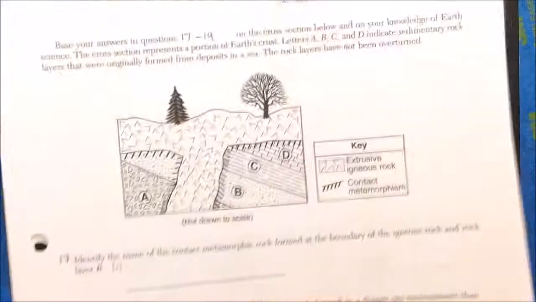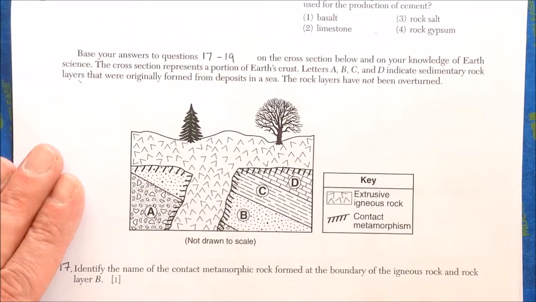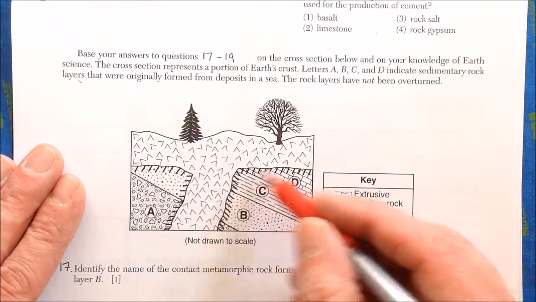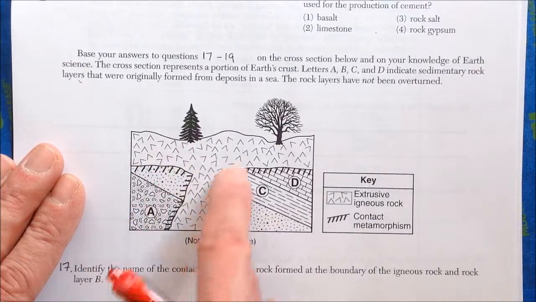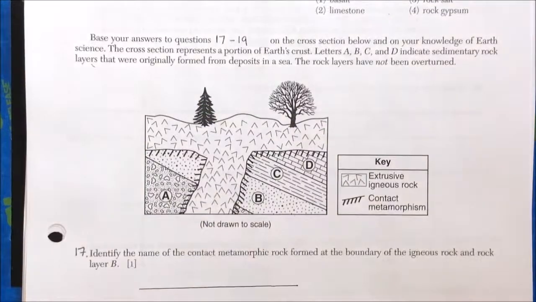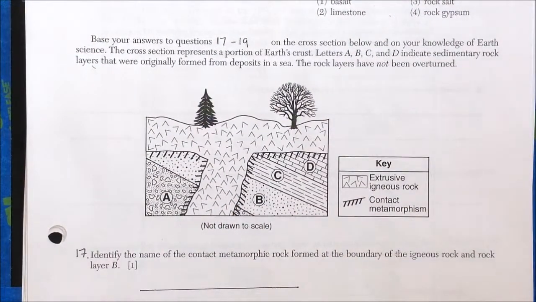All right, 17, this one here. What does this say? Not been overturned. What this shows, you always got to look at what this is. This is going to be extrusive igneous rock. This igneous rock went through these layers here. This represents contact metamorphism all along here and here. That is where the igneous rock breaks through existing layers, cuts through them, and kind of cooks the rock here, and you're going to get contact metamorphism of these rocks. These types of questions are very common. 17 asks, identify the name of the rock at the boundary between the igneous rock and layer B. So igneous rock, layer B. You have to use your reference table chart and find that symbol.